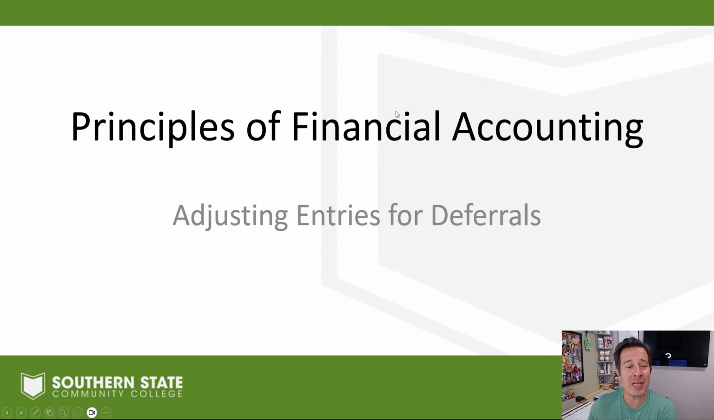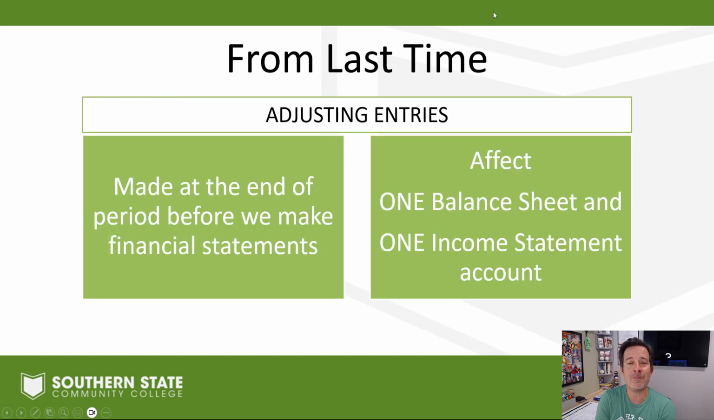You may remember from last time in our previous video, we talked about a few characteristics of adjusting entries. First of all, they're always made at the end of the period before we make our financial statements. We do all the transactions that occurred during the period, and then at the end, we make adjusting entries to clean up our accounting records. And then the other big point that we've made with adjusting entries, we've talked about how every adjusting entry that we make has one balance sheet account in it and one income statement account. Every adjusting entry, one balance sheet account, one income statement account.